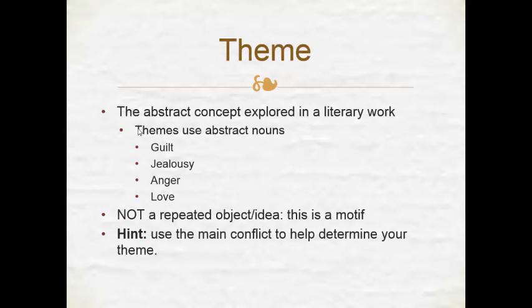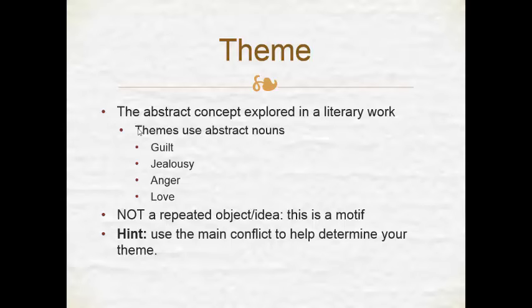Theme is an abstract concept explored in a literary work. Theme is often very hard for my students to understand. They use abstract nouns, things that you can't feel and touch. Themes are about guilt or jealousy or anger or love. They teach us about these things.